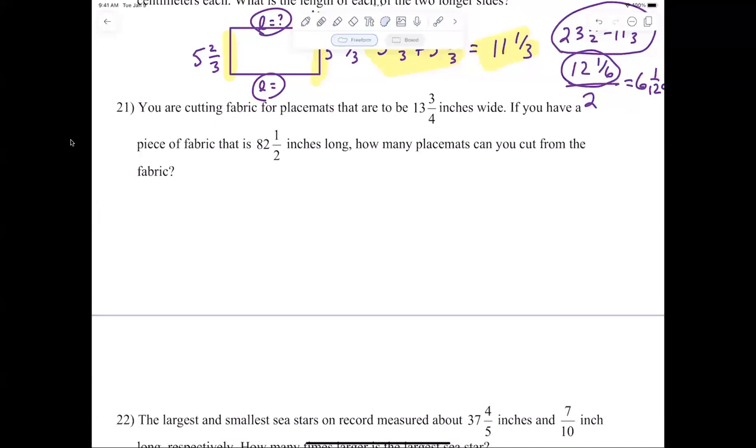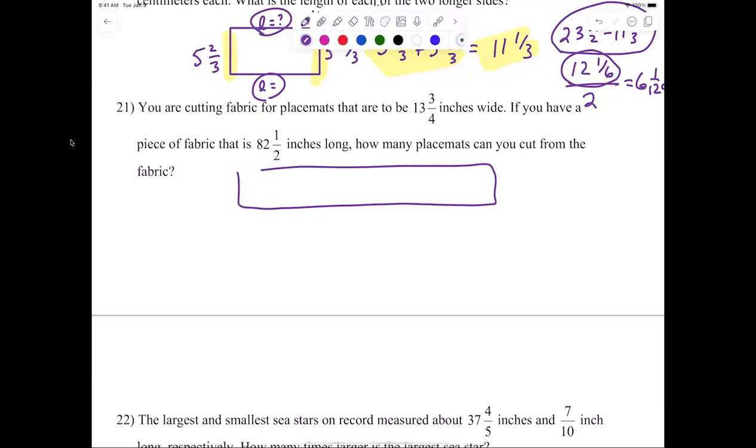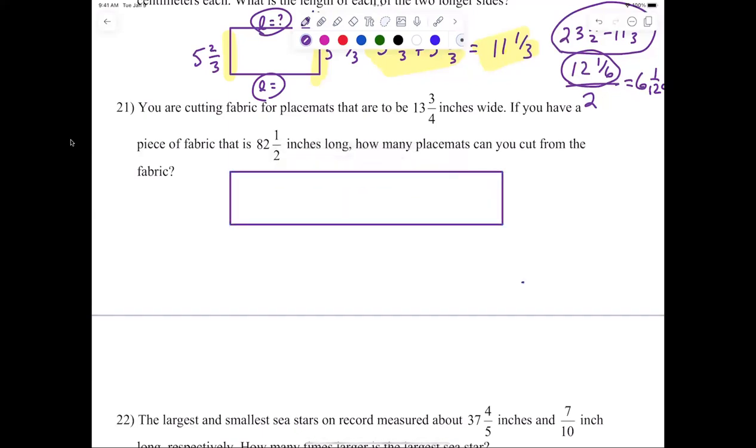So look, here's what the drawing is. I want everybody to do the drawing. Here's your fabric. All right, I got a long piece of fabric. Is everybody with me on this? And I'm going to make some placemats. So what am I going to do? I'm just going to cut this right here. I'm going to cut it right here. And I'm making placemats. Does everybody agree with that? This length is 82.5 inches long. Does everybody agree?